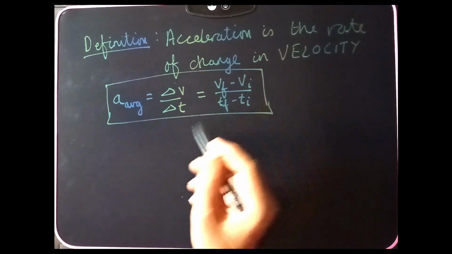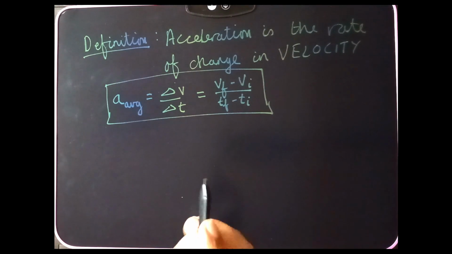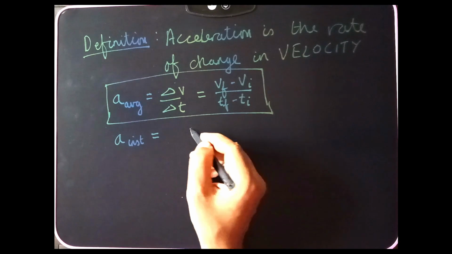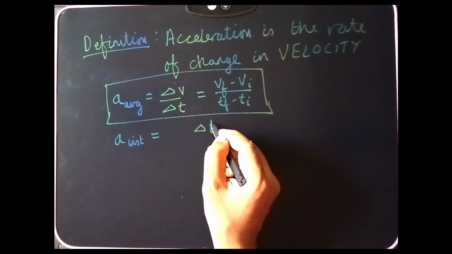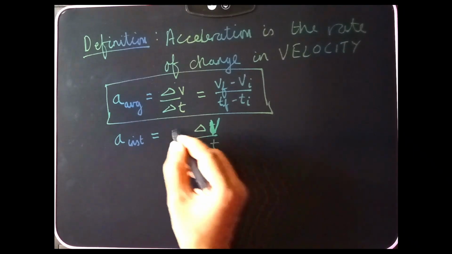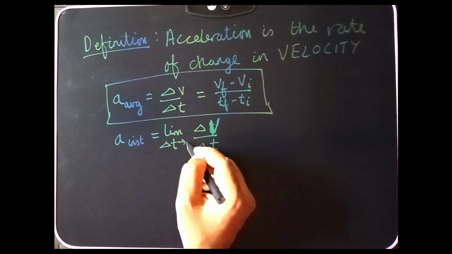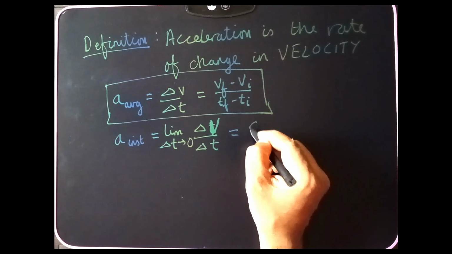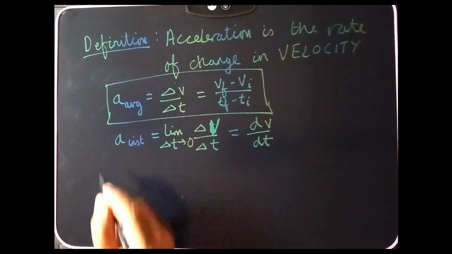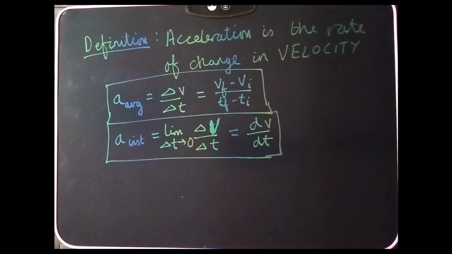Now what is instantaneous acceleration? We know when you say instantaneous, it means at that particular instant, at that particular time. So A instant is given as change in velocity by change in time, provided t tends to 0. This is also defined as the derivative of velocity by time. These are the two equations that you need to remember as part of acceleration.